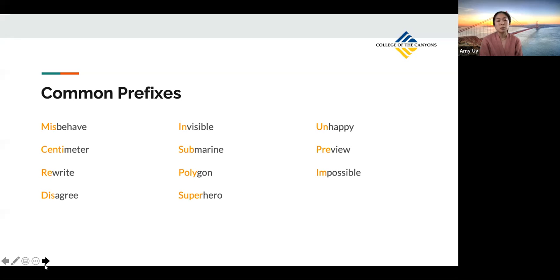Here are some common prefixes. I've highlighted them in orange for you. Mis in misbehave, centi in centimeter, re in rewrite, dis in disagree, in in invisible, sub in submarine, poly in polygon, super in superhero, un in unhappy, pre in preview, and im in impossible.